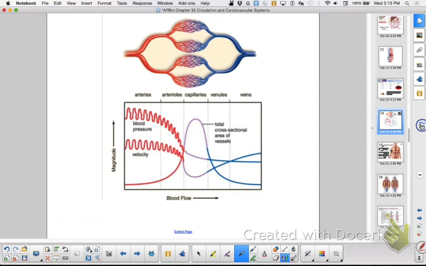Okay? Now, as far as speed of the blood, it's going to be fastest closest to the heart, slowest at the capillaries, because that's where you have the greatest surface area. And the speed of the blood is inversely proportional to the surface area that it goes through. Okay? Yes, and you can see that in this diagram.